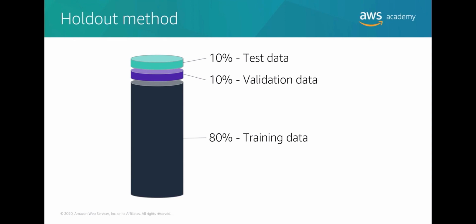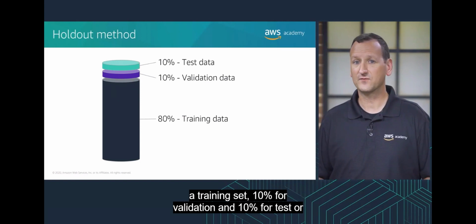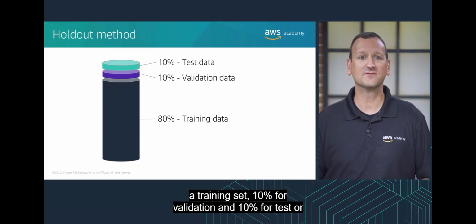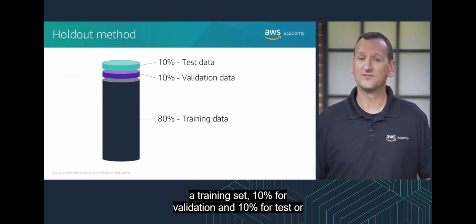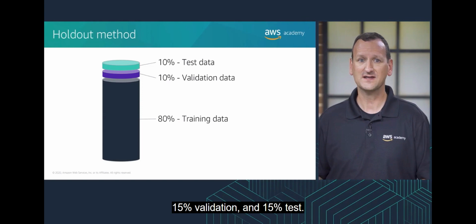The performance you get here with the test data set is what you can reasonably expect to see in production. A common split when using the holdout method is using 80% of the data for a training set, 10% for validation, and 10% for test. Or if you have a lot of data, you can split it into 70% training, 15% validation, and 15% test.